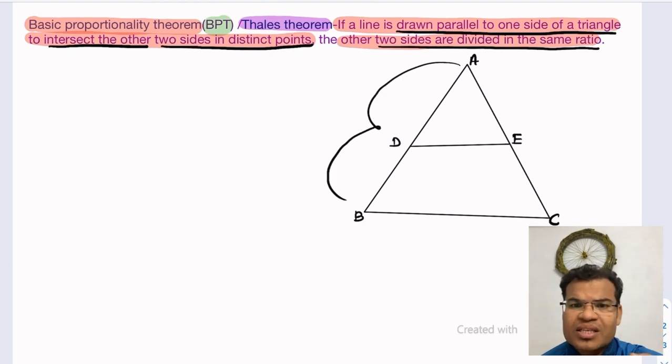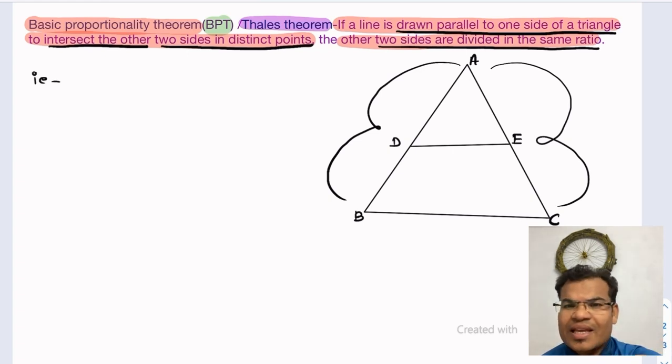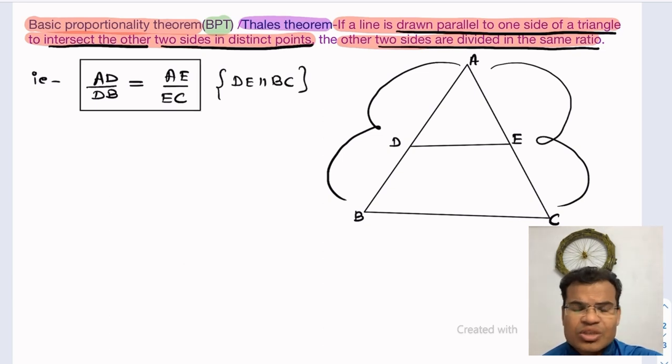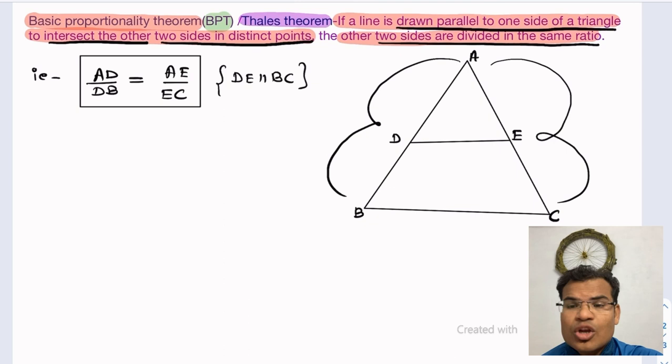So AB and AC will divide into AD upon DB and AE upon EC. So what the theorem is basically saying is that it will divide into the same ratio, that means AD upon DB is equal to AE upon EC when DE parallel to BC is given. So when one side is given parallel to the base, then you can say this will divide into the same ratio. Okay, so we'll prove this theorem.